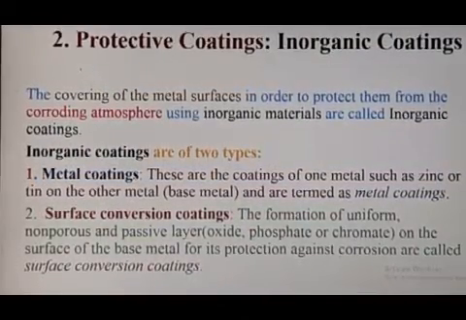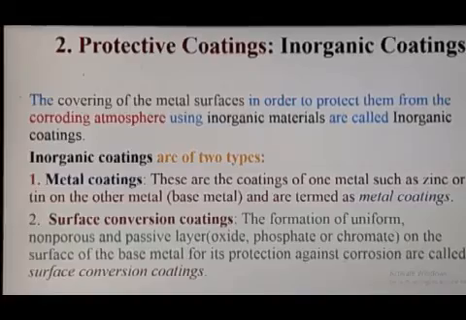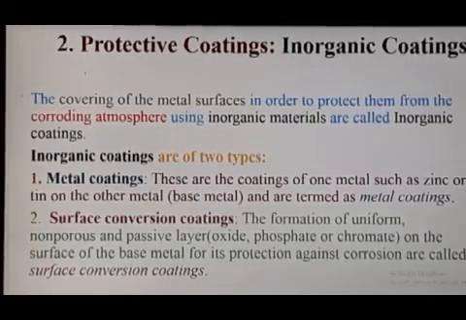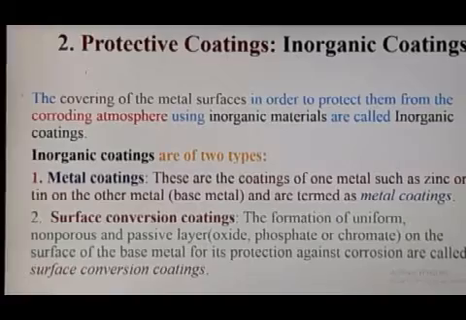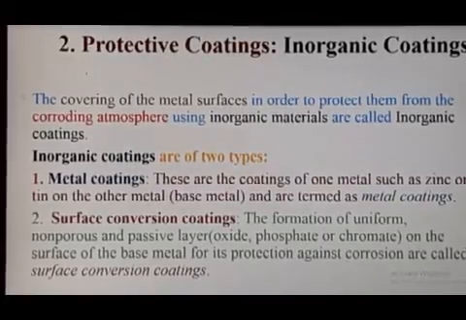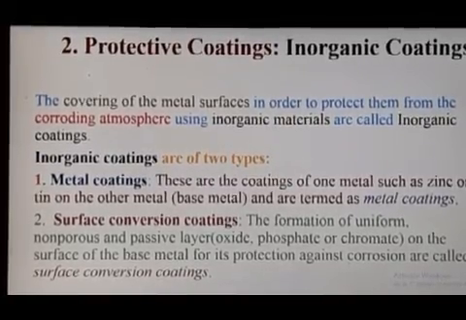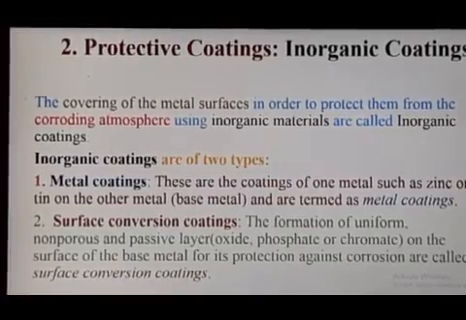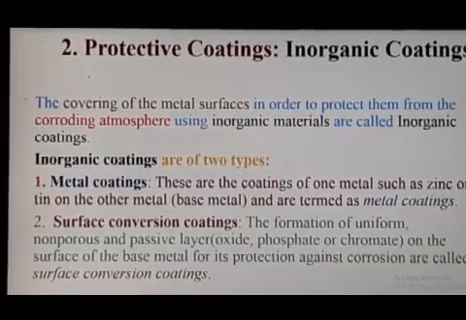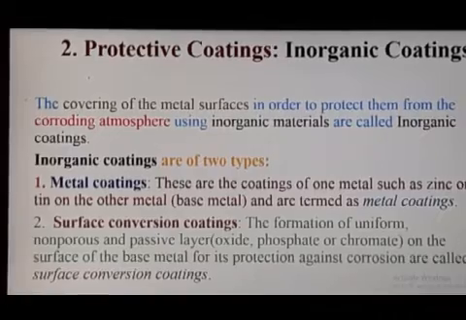The second point is protective coatings. If we want to control corrosion by coating the surface with some other metal or paint, then such materials which are coated on the surfaces to be protected are called protective coatings. Protective coatings are of two types: inorganic coatings and organic coatings. We'll deal with organic coatings after completing the inorganic coatings. Inorganic coatings are inorganic materials which are coated on surfaces to protect them from electrochemical corrosion, and they are of two types: metal coatings and surface conversion coatings.